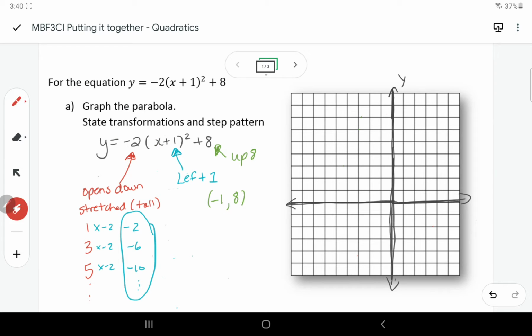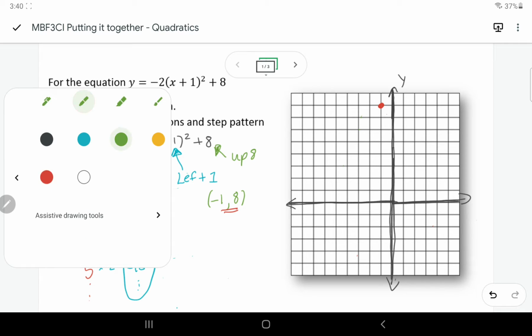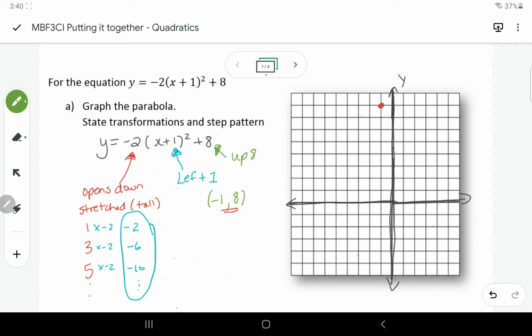The first step here is to start at the origin. I'm going to count over 1 to the left and then up 8: 1, 2, 3, 4, 5, 6, 7, 8, and put a dot. Now that dot is my vertex. That's this -1, 8.